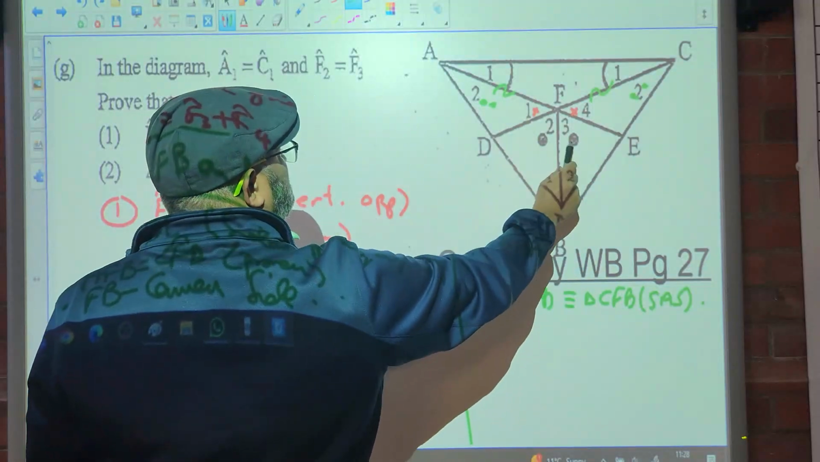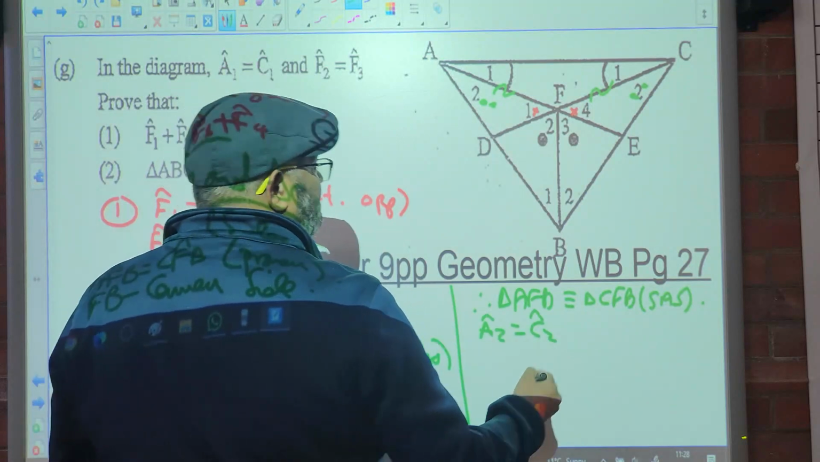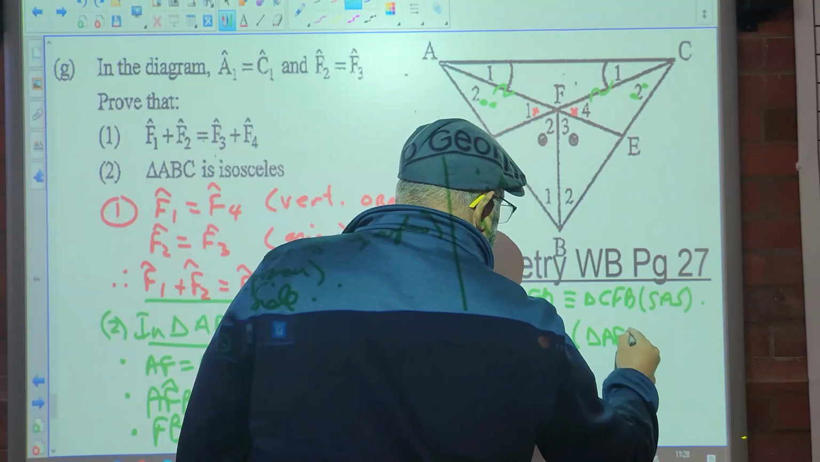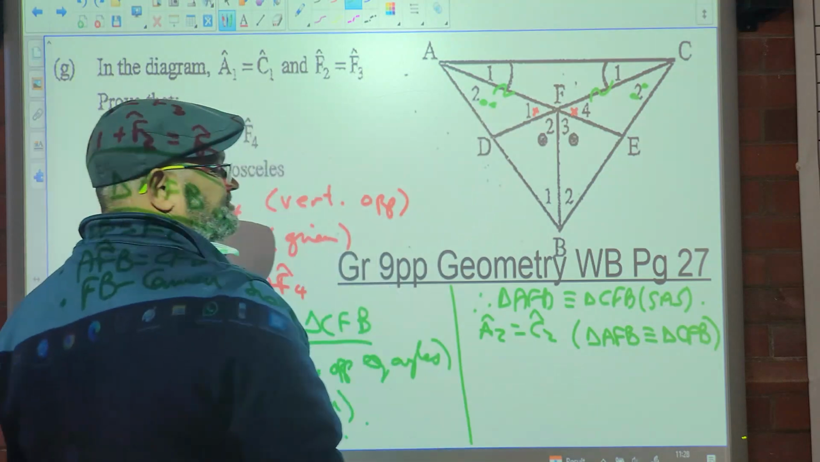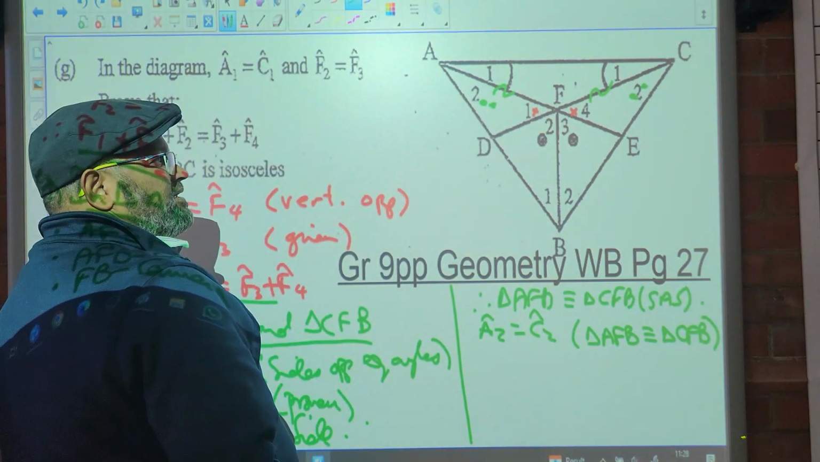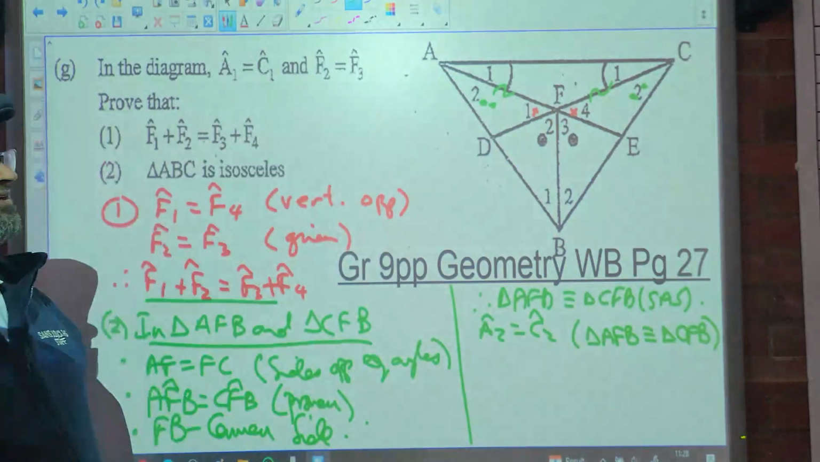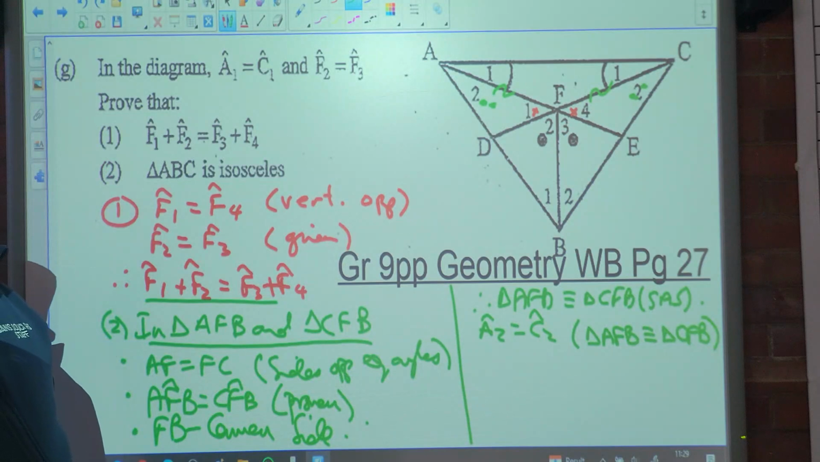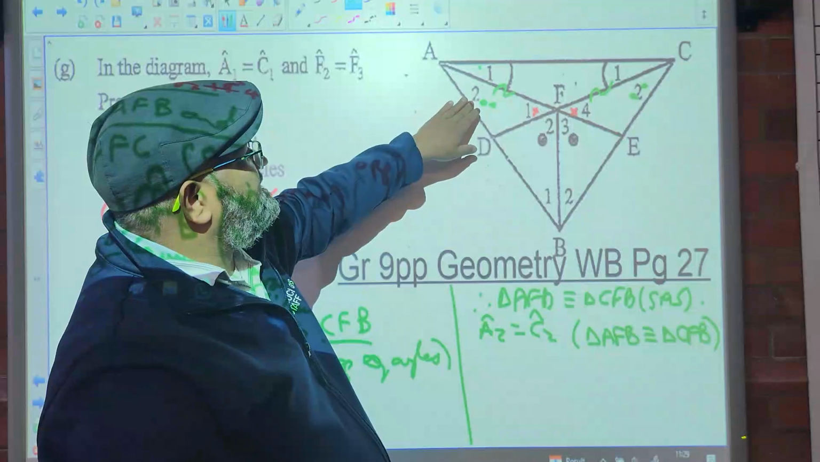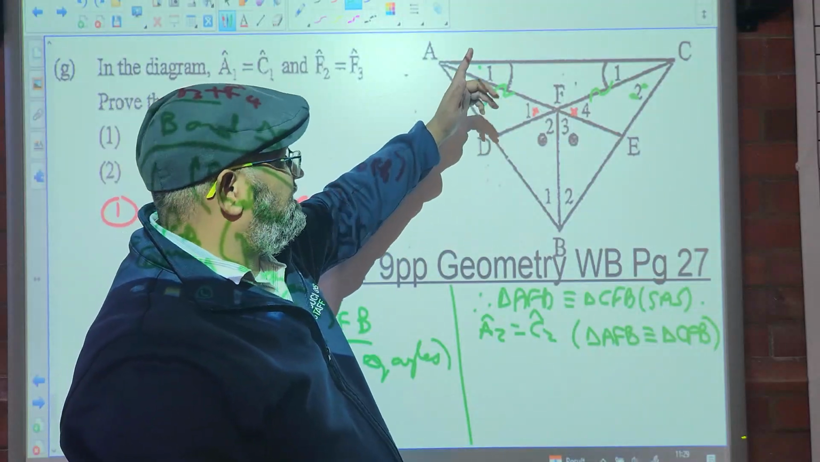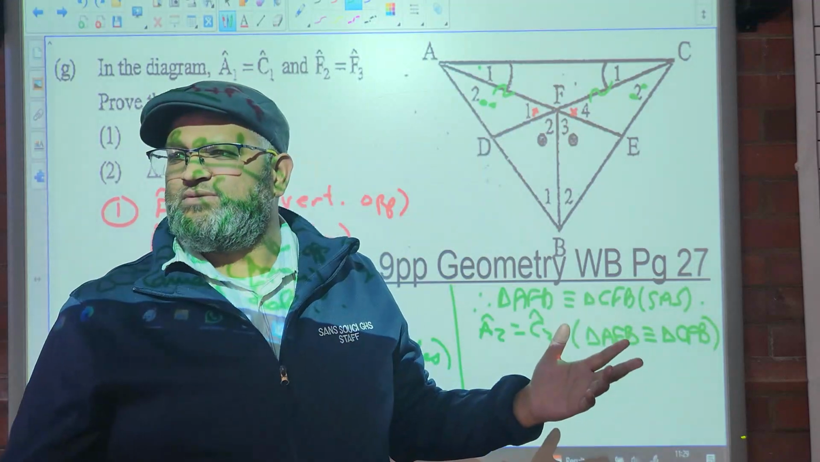Why am I not making it one dot? Because that is already one dot. So A2 is equal to C2. Why? Because triangle AFB is congruent to triangle CFB. Now you can see that. Can you see this is equal to this? Or there's an easier way. Okay, if I'm going to take this route here, then I must say that A1 plus A2 has to now be equal to C1 plus C2. Therefore, it's an isosceles triangle because the base angles are equal.